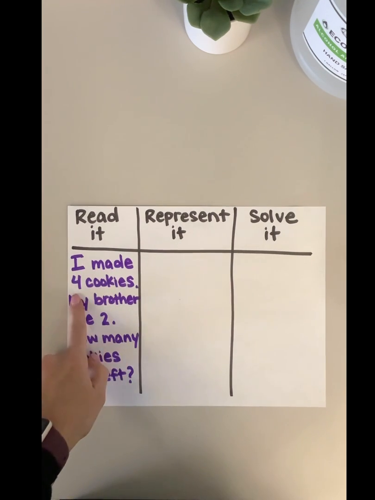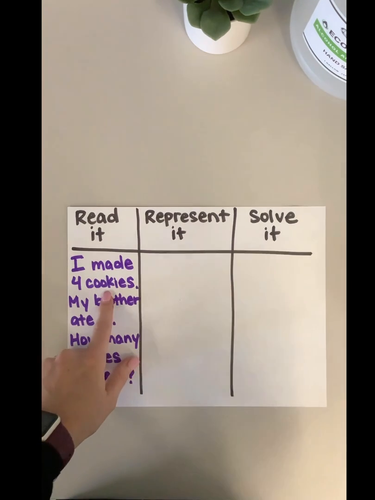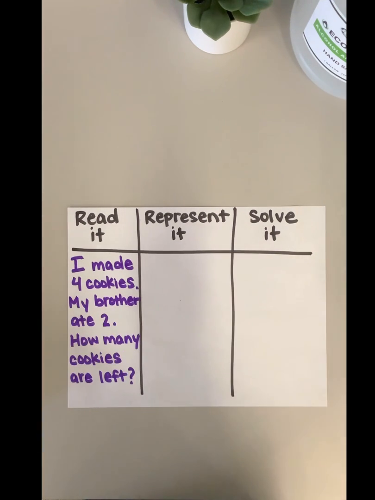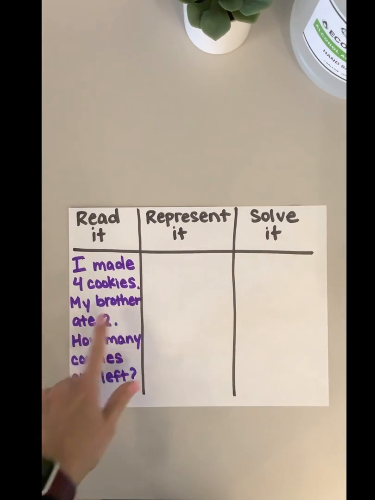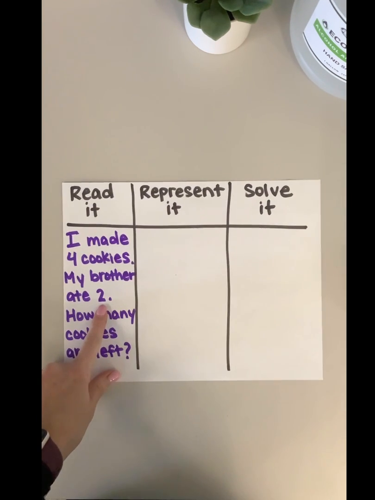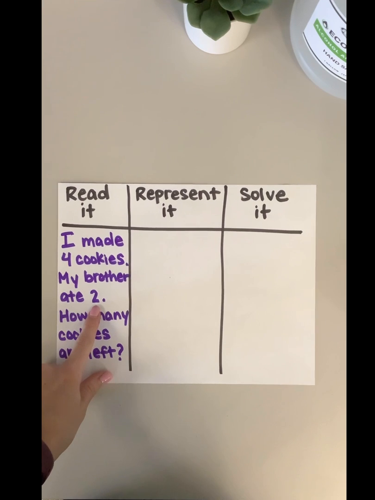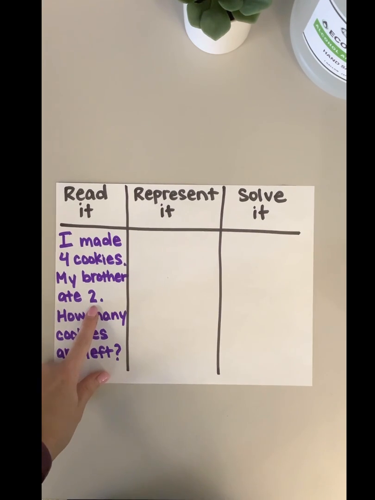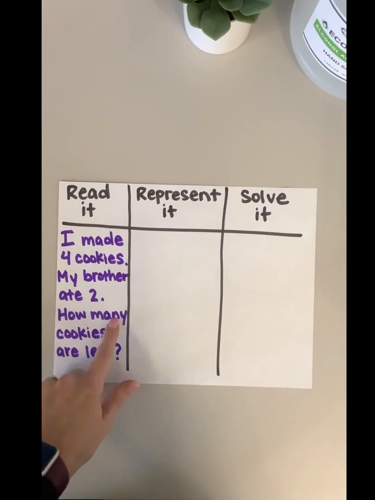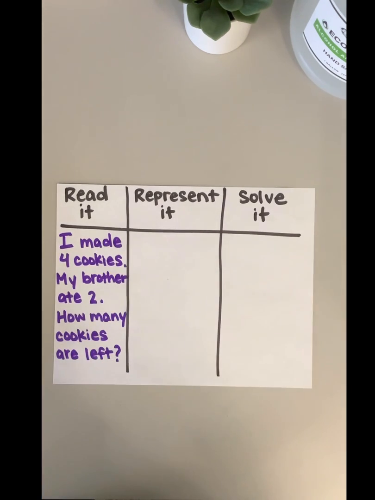I made 4 cookies. Oh, so I'm making a visual in my head of me pulling 4 cookies out of the oven. My brother ate 2. Oh my goodness, does anyone else have a sibling that will come and take things of yours or maybe eat food that you just made? I know that if I make cookies, my brother will come and steal some. So I'm visualizing him taking 2 of those 4 cookies. How many cookies are left?